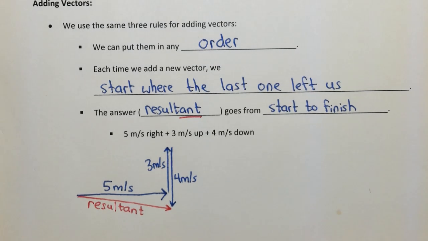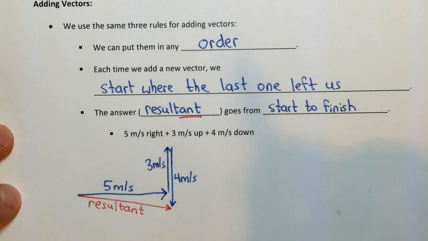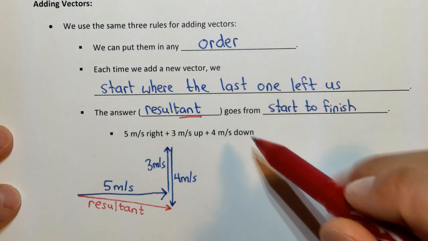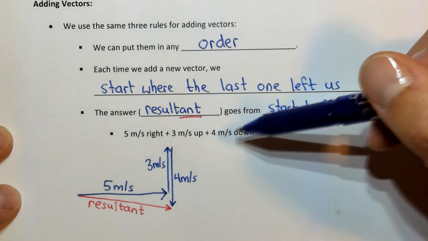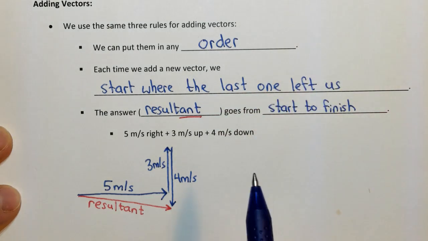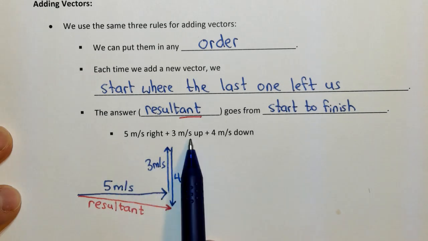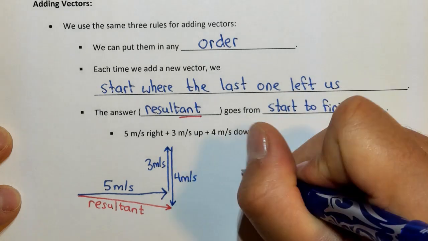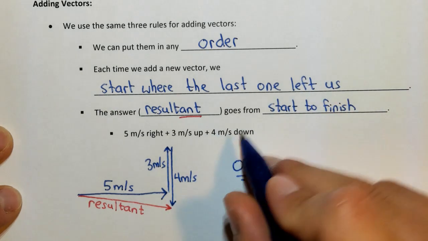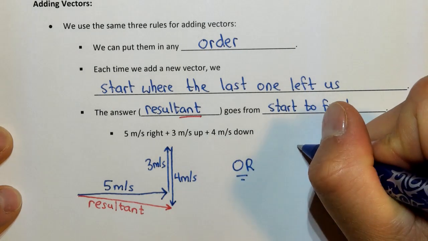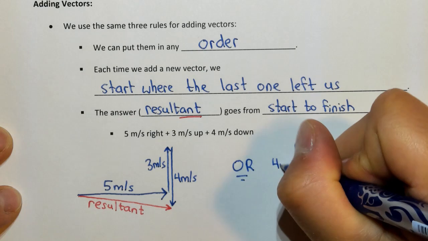Okay. Now again, let's just check this first rule. Let's check that it's actually okay to put them in any order. So what order do I want to put them in? Let's do the 4 down, then the 5 right, then the 3 up. I'll do that over here. So this is another way of adding the same 3 vectors, starting with 4 down, then 5 right, then 3 up. Okay, so 4 down is like that, 4 meters per second.